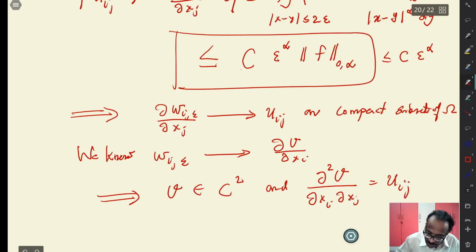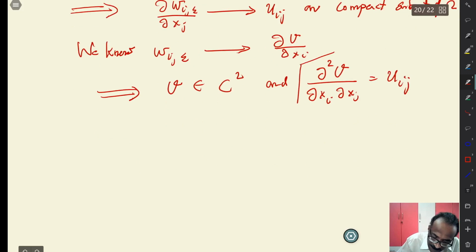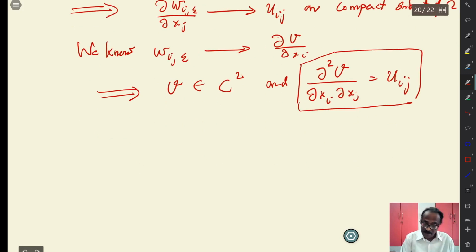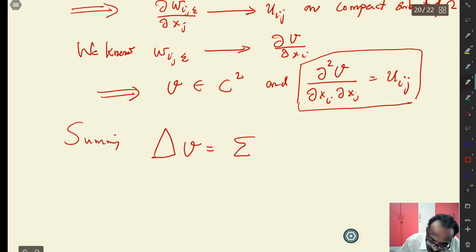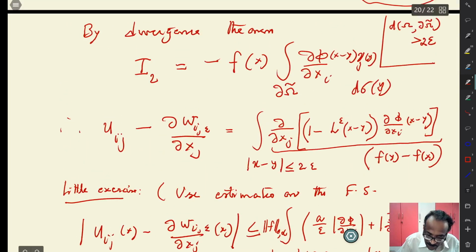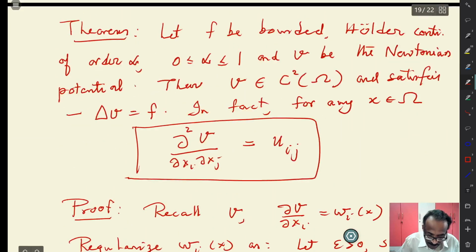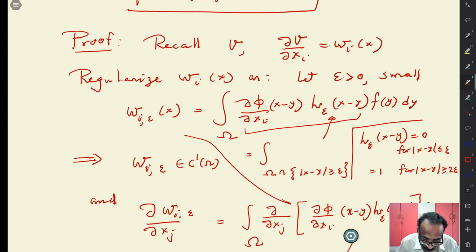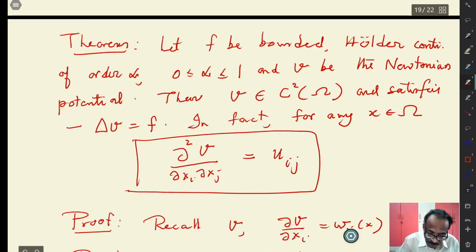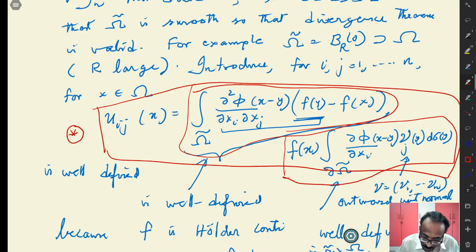So that's it. You can read that one. The proof is delicate, but the conclusions are of a similar kind. Now, summing: Laplacian of v equals the summation of u_ii. If you look at this summation of u_ij, you sum it only when i equals j. So if you sum u_ii, this is d square phi by dx_i square, and that will be the Laplacian.